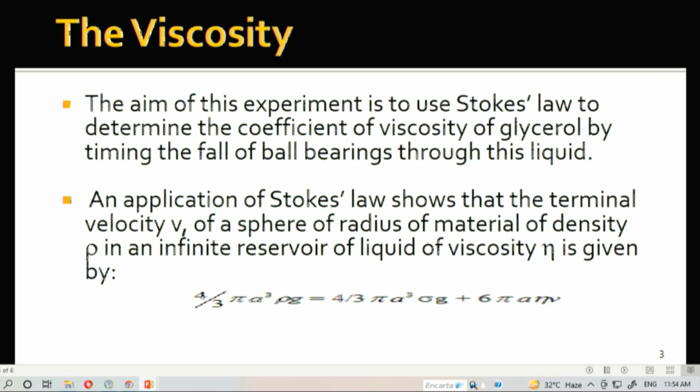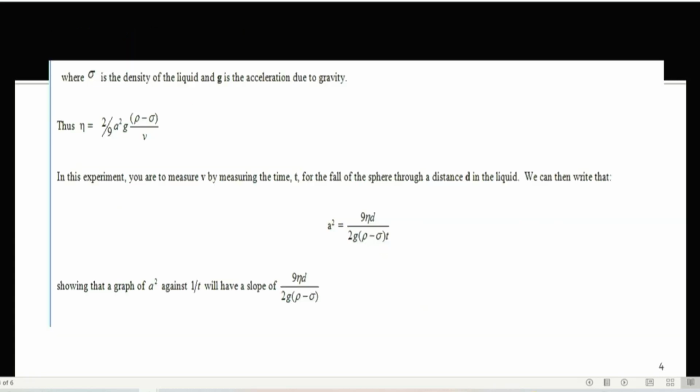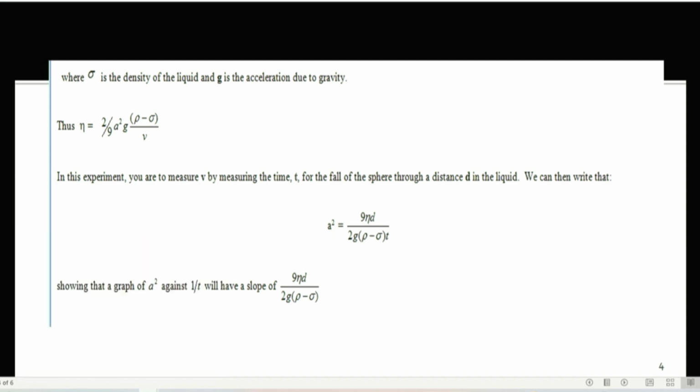That symbol is called eta, is given by this expression: 4/3 pi a cube rho g equals 4/3 pi a cube sigma g plus 6 pi a eta v. And I will explain what each of these symbols stands for. The sigma is the density of the liquid, the rho is the density of the material, g is acceleration due to gravity. And if you want to find the eta, which is the coefficient of viscosity, you have that expression: 2/9 a squared multiplied by g into bracket rho minus sigma over v.